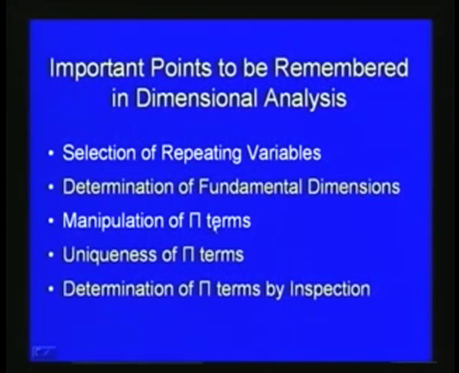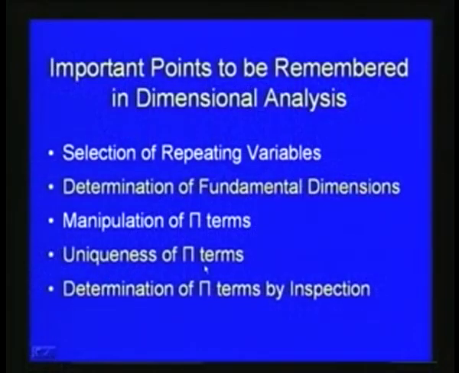We have seen that either MLT, mass length time, or FLT, force length time, are the fundamental dimensions we use. With respect to this, we have to decide which fundamental dimensions we use. The next one is manipulation of pi terms. We have seen how we form each pi term, and in the dimensional analysis we may have to manipulate these pi terms. Then uniqueness of pi terms: we have to test whether the pi terms we are using are unique in nature. And then determination of pi terms by inspection. These are the important points to be remembered in dimensional analysis using the Buckingham pi theorem.